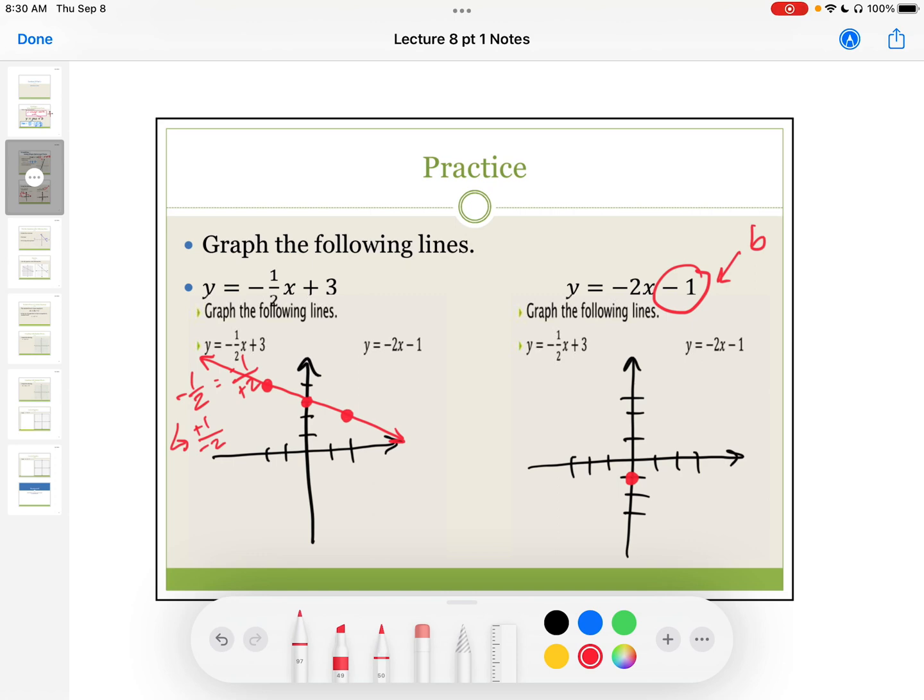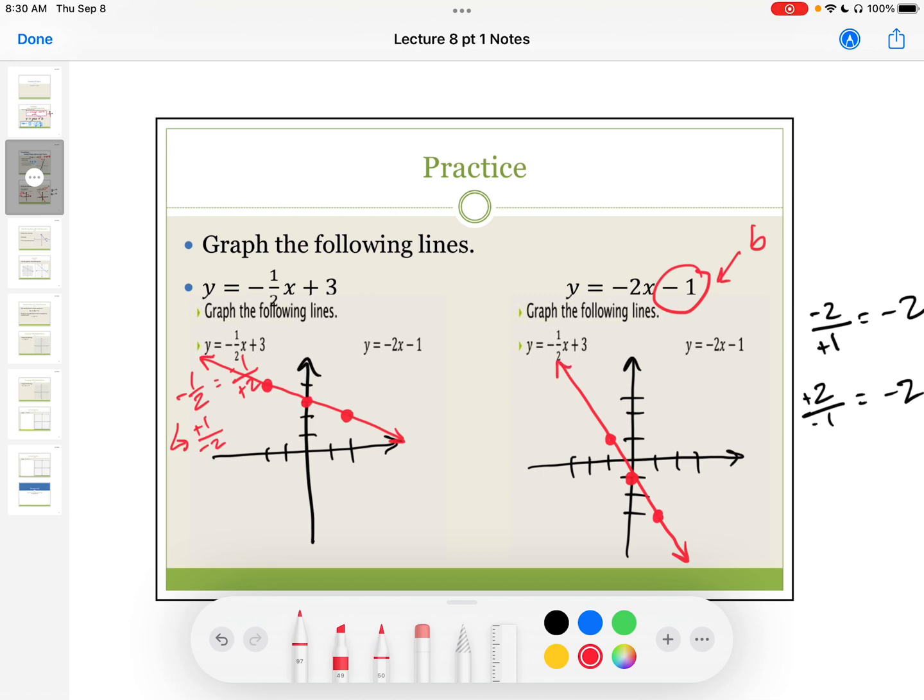Okay, slope of -2. So that could simply be a -2 over 1 because a negative divided by a positive gives me a -2. Or I could do a +2 over a -1. +2 over -1 would also give me a -2. So either way will work for this one here. So I could go up 2 and to the left 1 if I wanted to. Or I could go down 2 and to the right 1 if I would prefer to do it that way. And there we go, graphing our lines.